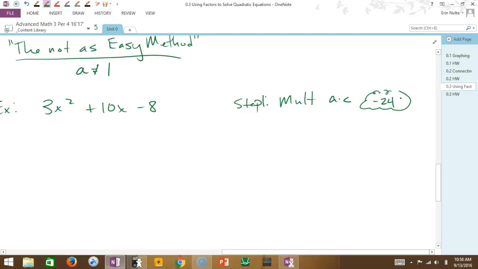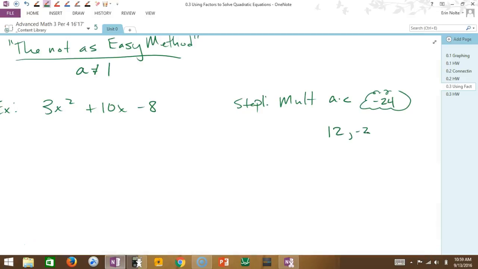Now, remember what we just did for the easy method, where we said, what 2 numbers multiply to the last number and add to the middle number? We're going to play the exact same game. But this time we're going to multiply to negative 24 and add to the middle number. So what 2 numbers multiply to negative 24 and add to 10? 12 and negative 2. Everybody okay with how we came up with those 2 numbers?